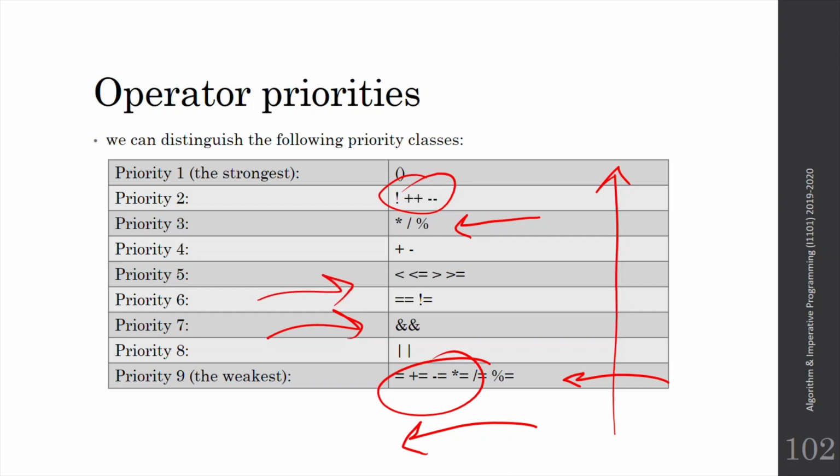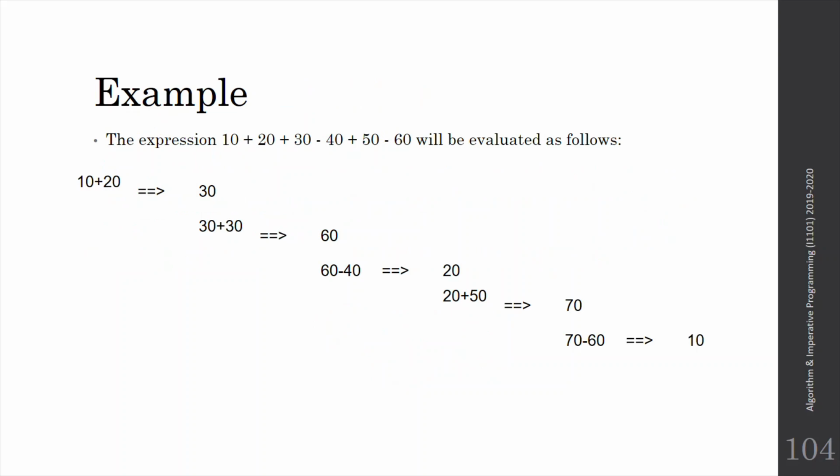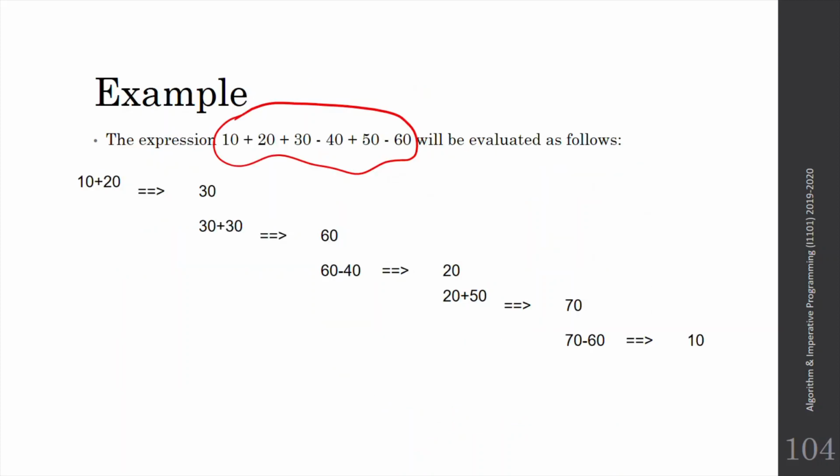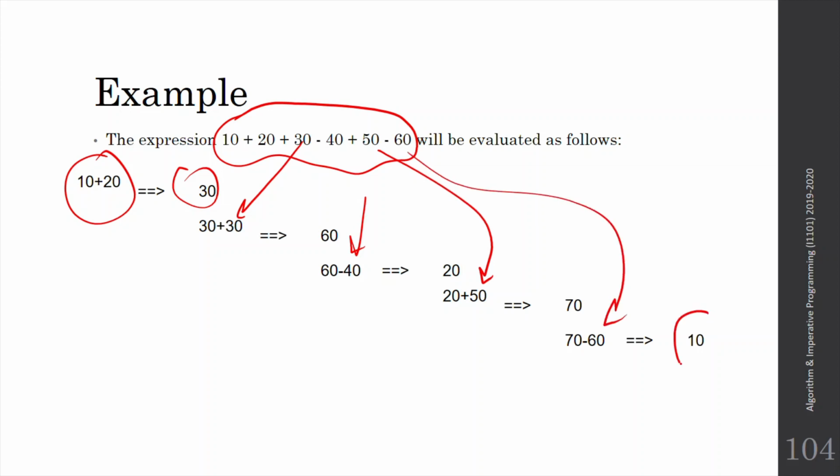So we will give examples. Let's see here. We have an expression. It's not an instruction because it doesn't end with a semicolon, and we have plus and minus. All the operators here belong to the same priority, which is 4, and since they are neither unary nor assignment operators, we evaluate the expression from left to right. So first we evaluate 10 plus 20, it will give us 30. We add 30 to it, and it gives us 60. 60 minus 40 gives us 20. To 20 we add 50, so it's 70. From 70 we subtract 60, and we end with 10.